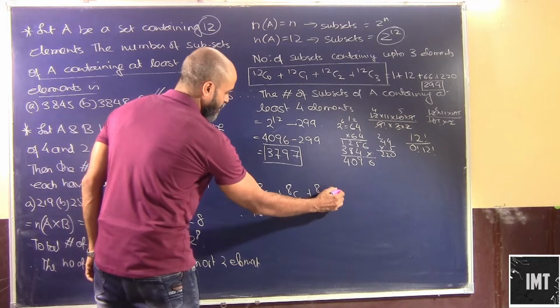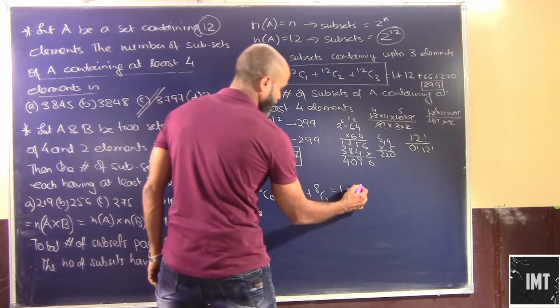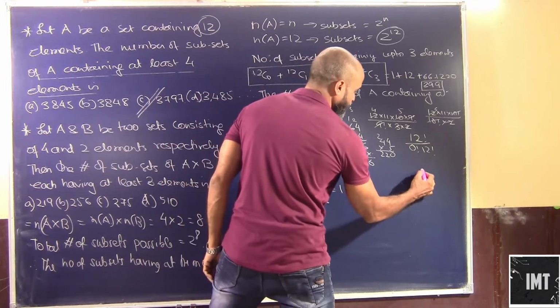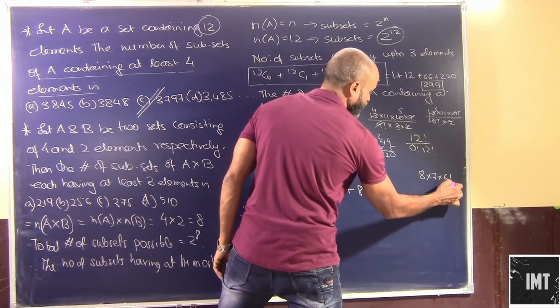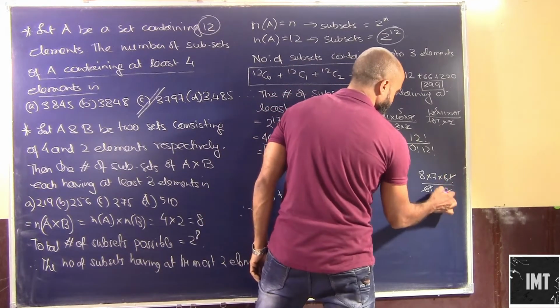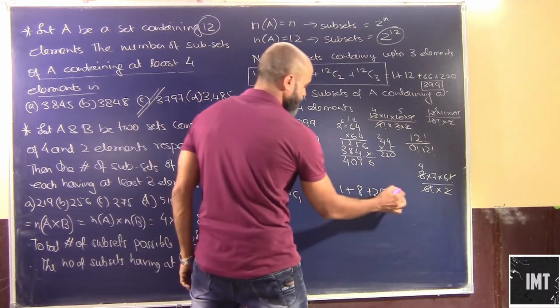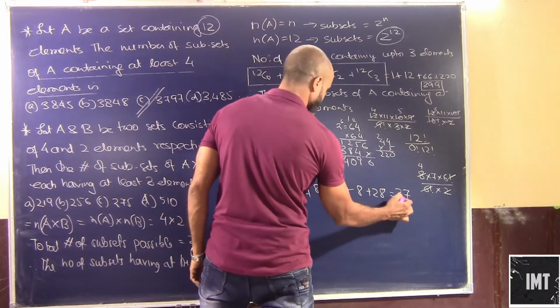So we will just calculate the value here. 8C0 will be obviously 1, plus 8C1, that will be 8, and 8C2 will be 8 into 7 into factorial 6 upon factorial 6 into 2. This gets cancelled, this will be 4, that will be 28. 8 plus 8, 16, 16 plus 1, 17, 17 plus 20... 37.